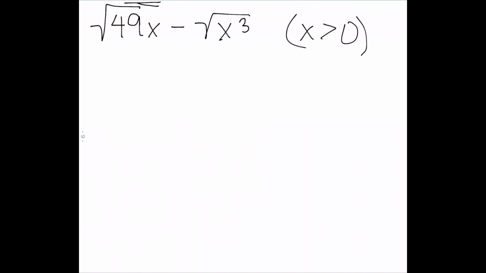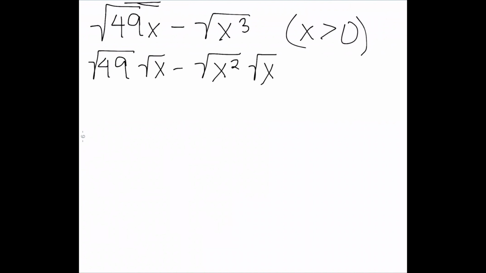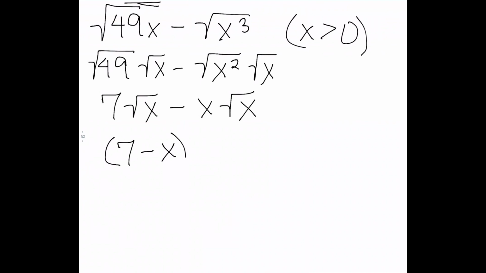Another one, the square root of 49x minus the square root of x cubed. I'm specifically saying x is greater than 0, so I don't have to worry about absolute values here. I'm going to rewrite this as the square root of 49 times the square root of x minus the square root of x squared times the square root of x, since x cubed is x squared x. So I have 7 square root of x minus x square root of x. Here I can kind of factor out the square root of x and rewrite this as 7 minus x, square root of x.